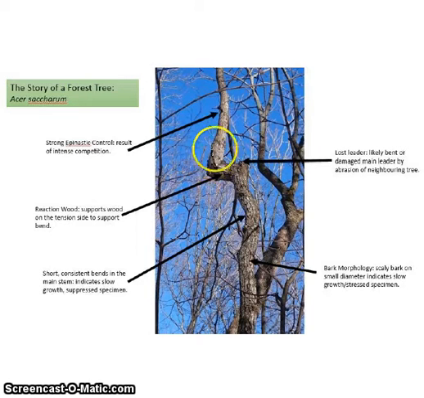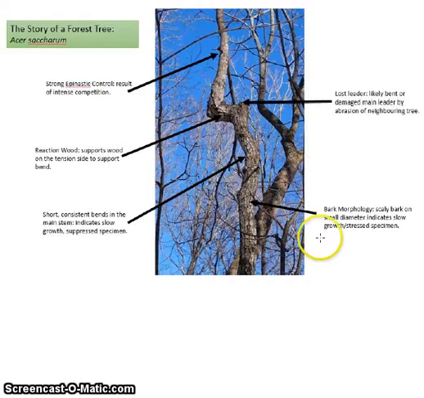Reaction wood, so there's another indicator there of how the tree responded in growth. Short, consistent bends in the main stem. This tells me that this is a suppressed tree, because these little bends that you see probably have been just slow, isolated growth from one year to the next, not really producing a lot of good, aggressive, straight growth because it's been trapped in the understory. That, and also with bark morphology, it's a very small diameter, yet the bark is quite scaly and rough. And that tells me that that's quite an old tree as well. It's not young and growing vigorously.